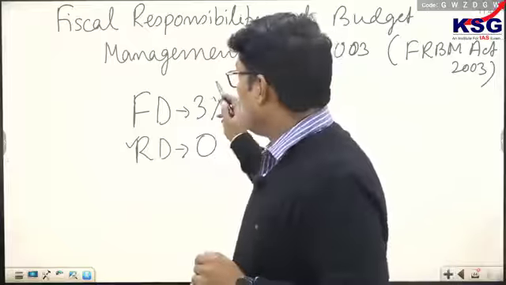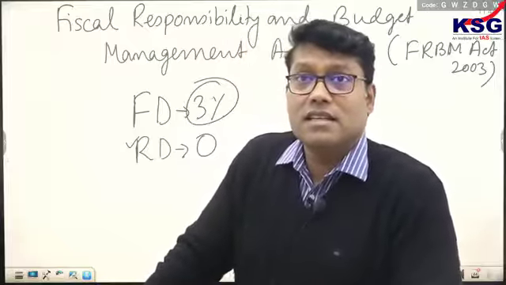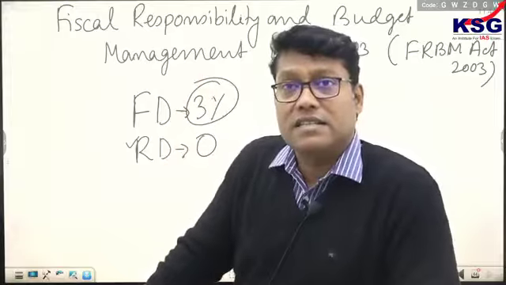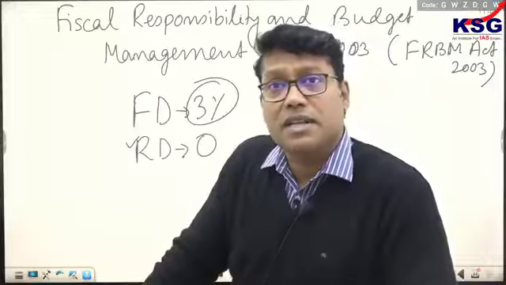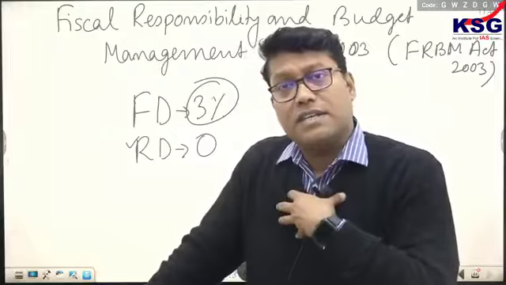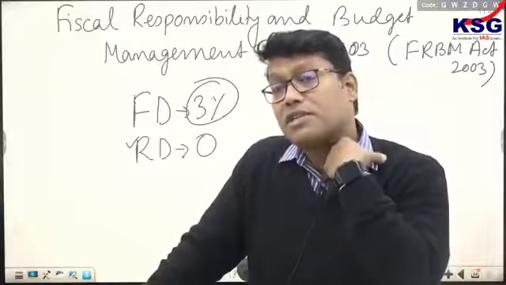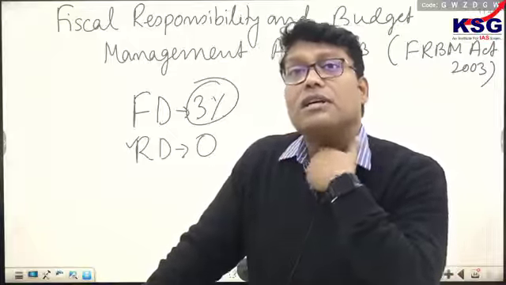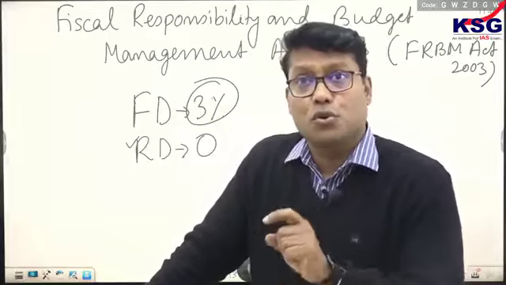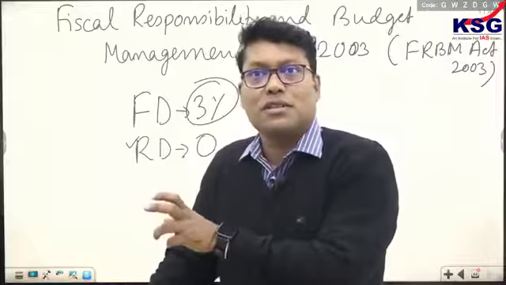Yes, you can ask then why 3% FD? Yesterday I discussed: if RD is 0, then fiscal deficit is 3%, and that is due to capital expenditure. If due to asset creation or capital expenditure I borrowed and have a deficit of 3%, that deficit is due to the creation of capital assets. If it is so, that capital I am going to hand over to you in the future.